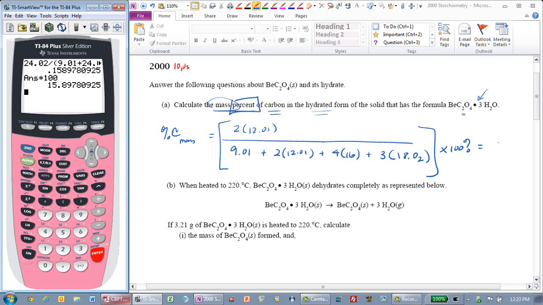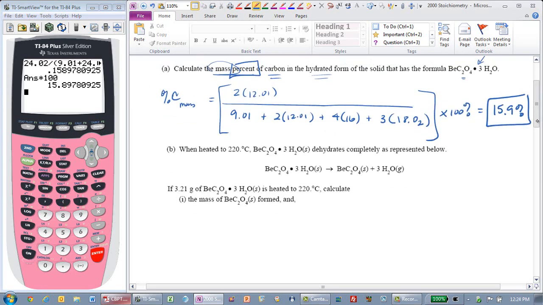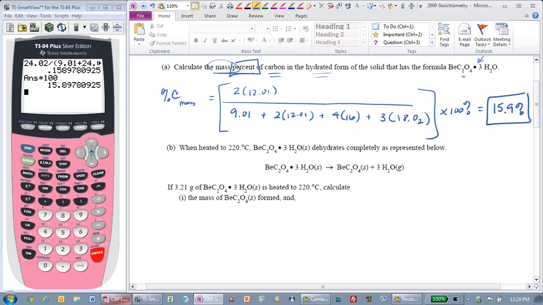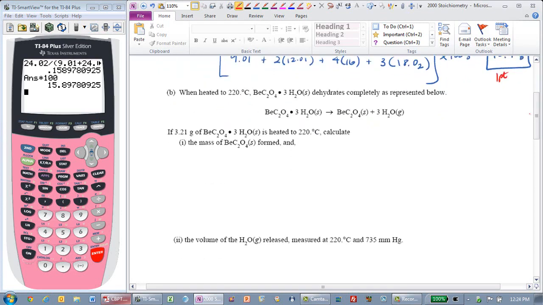Why am I going with 3 sig figs? Do I have a reason? I do not have a reason. So when in doubt, go with 3. So 15.9%. If you could do that, you've earned 2 points. Nope, just 1 point, 1 point right now. I lied to you, just 1.